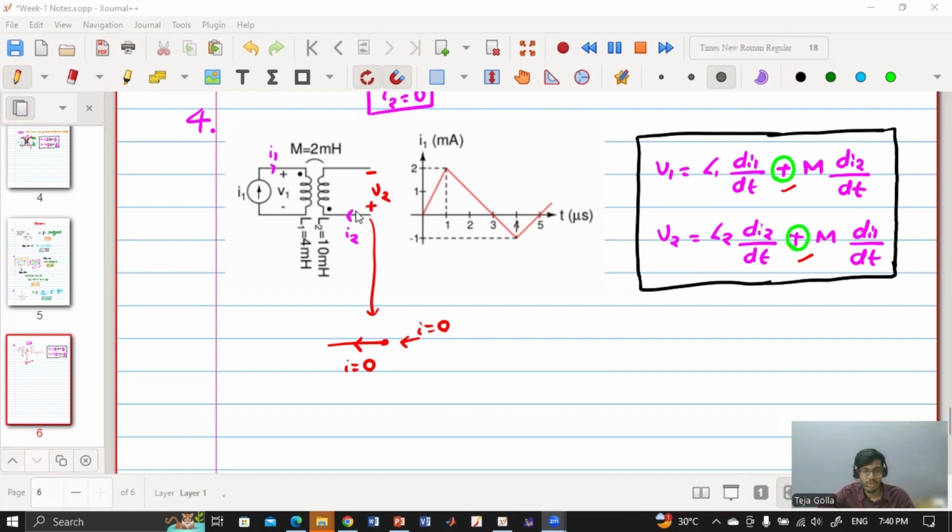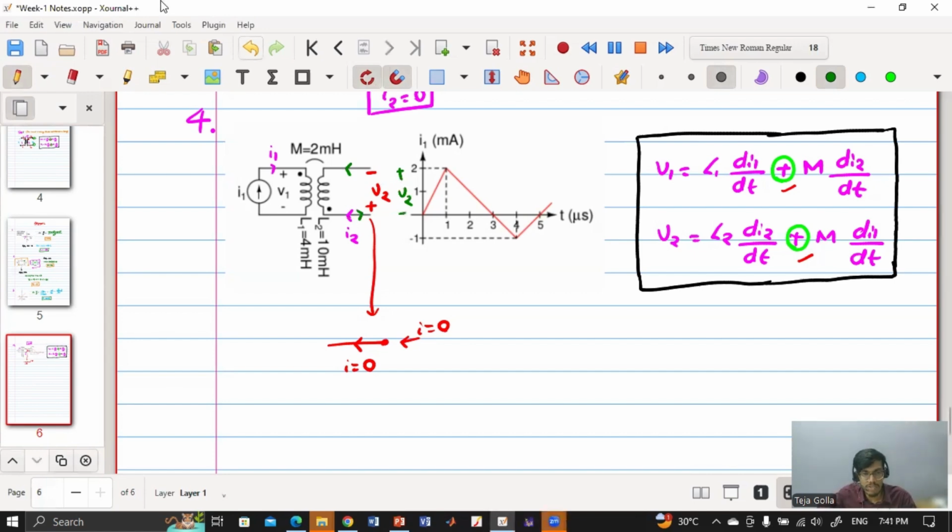But once you assume the current direction, that will fix the polarity of the V2. Very good question that you have asked. Say now, instead of like this, I have assumed the current like this, which means current is entering like this. So in that case, this becomes plus and this becomes minus. So once you assume the current, you have to follow all the polarity rules that you are considering.